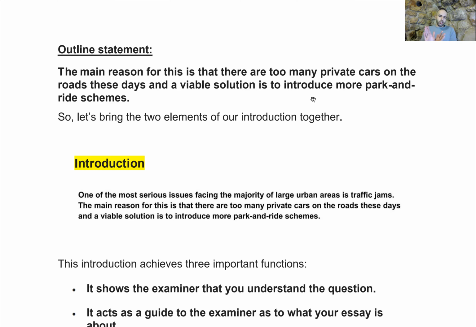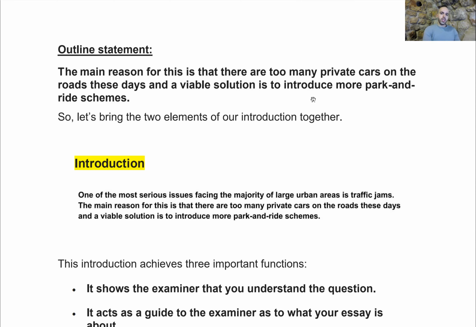I'm not forcing you to memorize this structure or this sort of specific writing. I'm just advising you to follow this structure instead of wasting time trying to think about a perfect sentence to write, because many students or many people struggle to start a sentence. So you can start that way: the main reason for this is that blah, blah, blah, and a viable solution is to blah, blah, blah, okay? So try to follow this way if you struggle in writing or in beginning or in commencing a sentence.